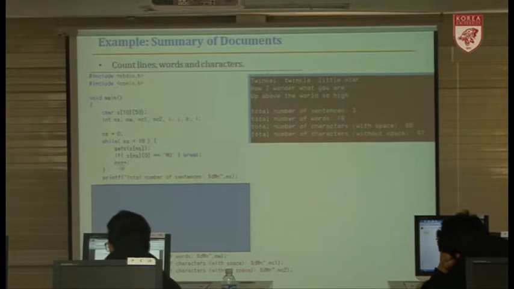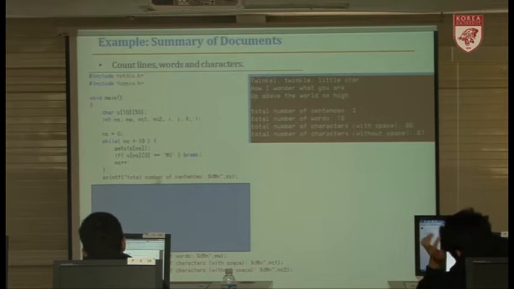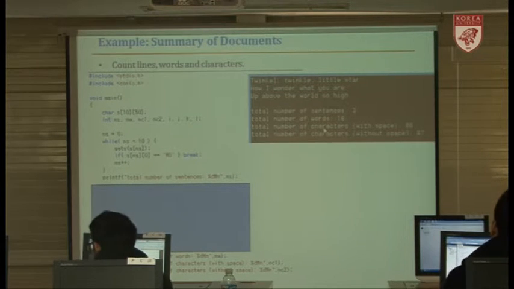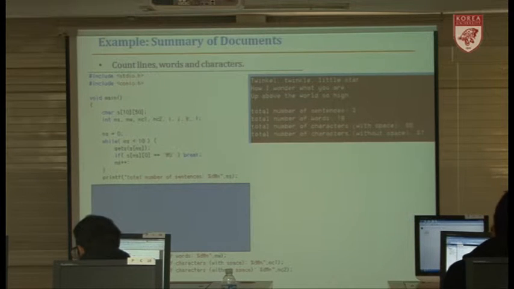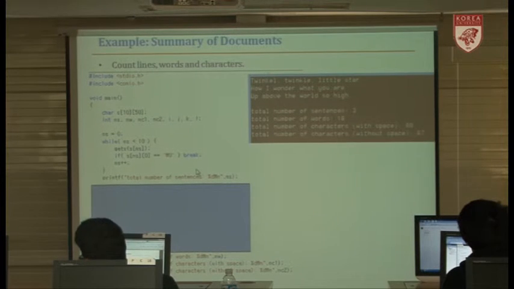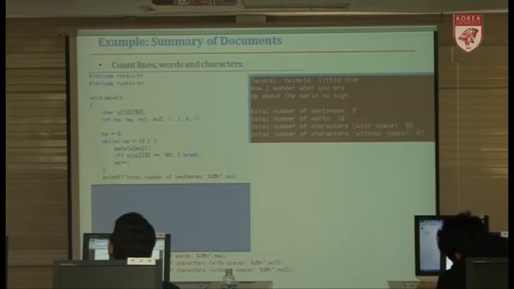Then here, by counting NS, we can count how many sentences we have. So in total, we have 3 sentences. Then please fill out this code in order to count how many words we have, how many characters with spaces, and how many characters without spaces. So please try to consider the code for this. Because it's already 10:24, let's have a brief break and get back here at 10:40.